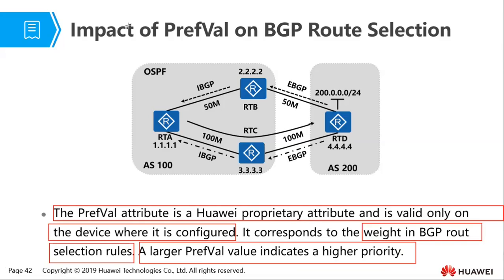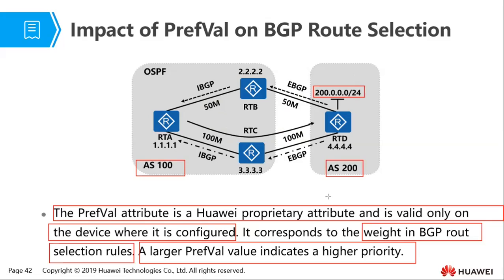So AS200 here has a network 200.0.0.0/24. Now, the administrator in AS100 wants to access this network segment over the optimal route, this one that has a higher bandwidth. So he doesn't want to access it via this one because this one has a lower bandwidth. He wants these packets to be forwarded to RTC, then RTD, then to that network segment. So how can the administrator do this?